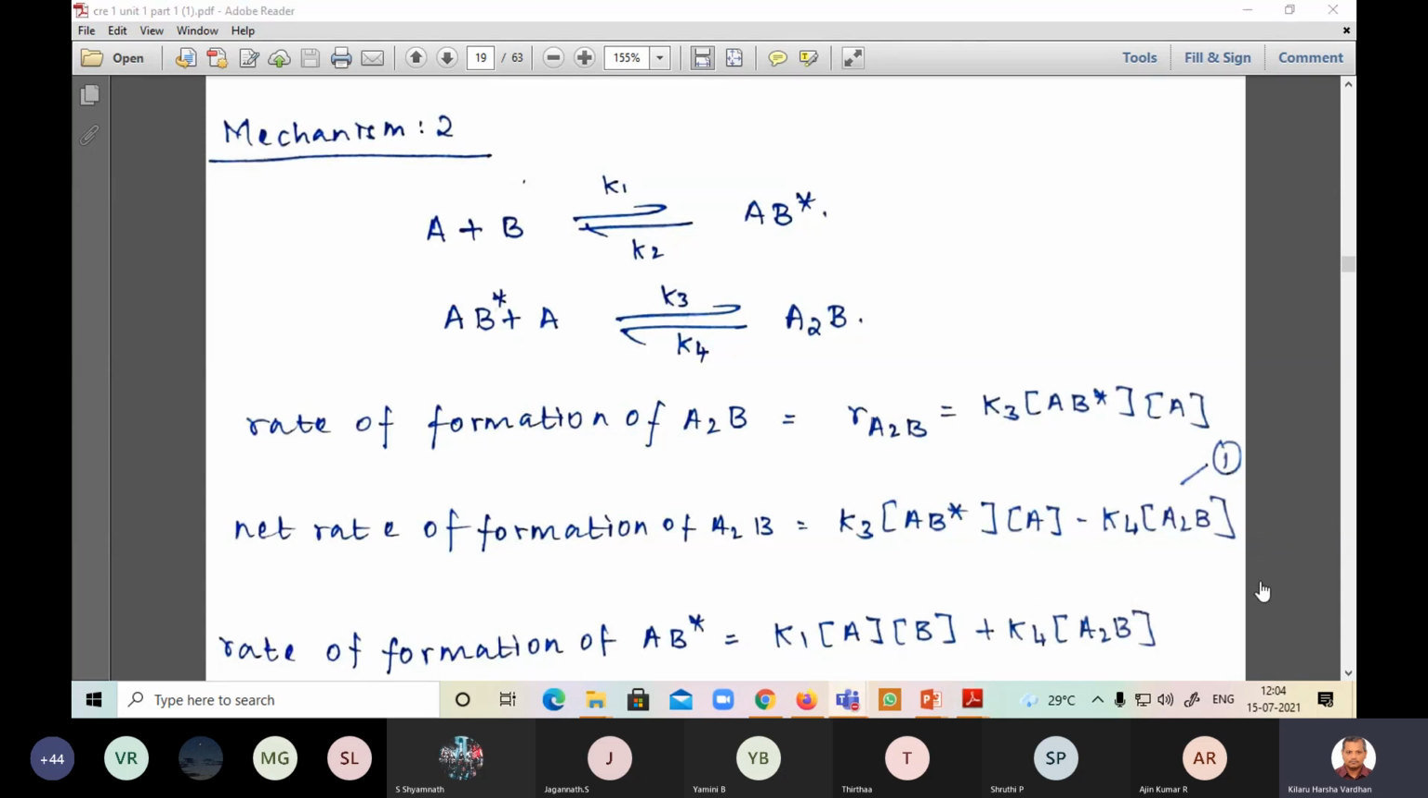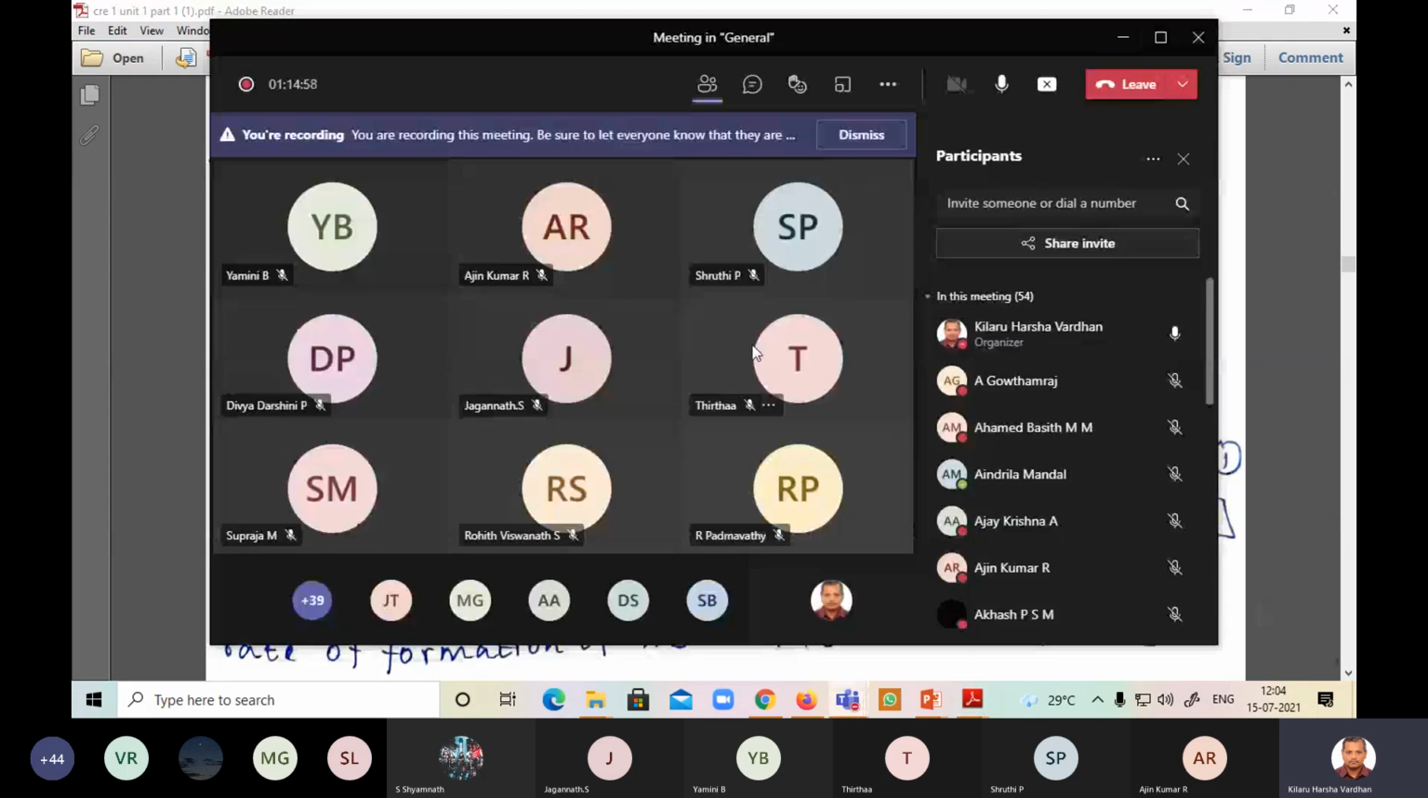Already time is over. Yamini or Guru, are you there? Yes, sir. Anyone? 54 people are there. Please give the attendance. It is difficult to take the attendance. Yes, I know. Try to send the attendance. You can share yourself so that you send the attendance.